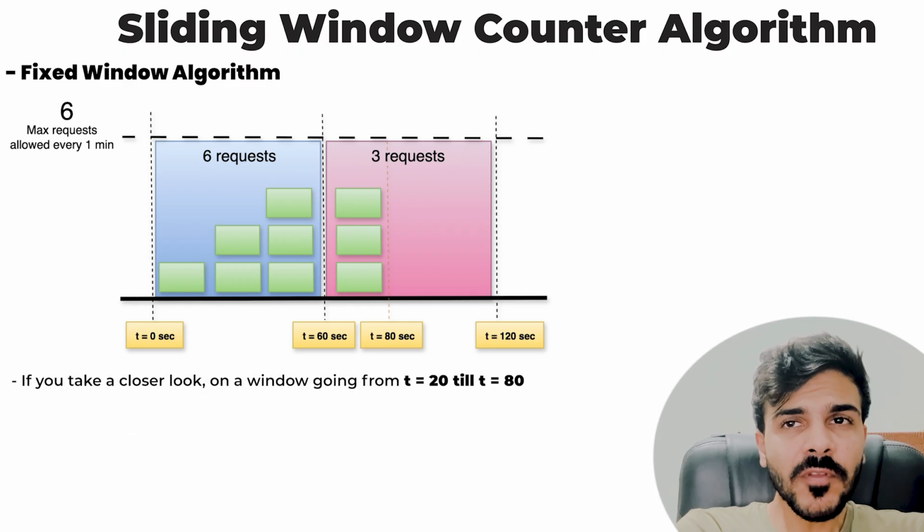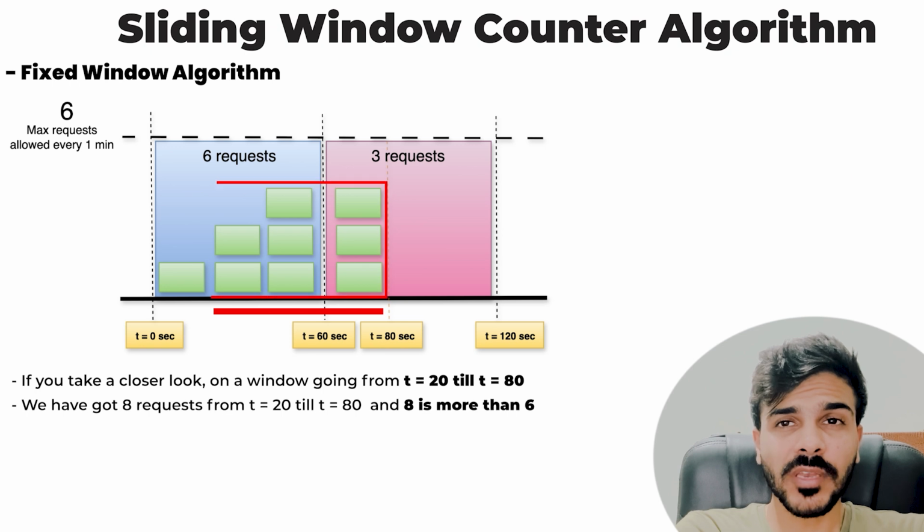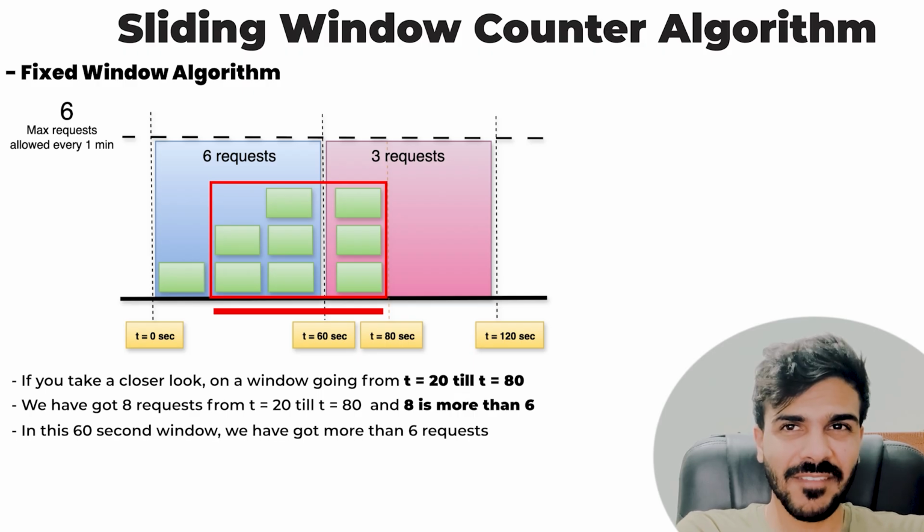But if you take a closer look, let's say at a window going from t equal to 20 till t equal to 80, how many requests do you see? Is it more than 6? Yes, indeed, we have got 8 requests from t equal to 20 till t equal to 80, and 8 is more than 6. So effectively, in this 60-second window, we have got more than 6 requests. But our fixed window algorithm didn't catch this. In fact, it would not rate limit anything at all.